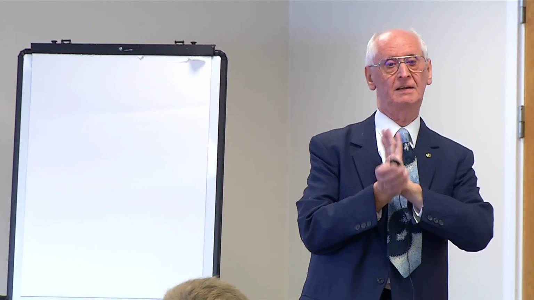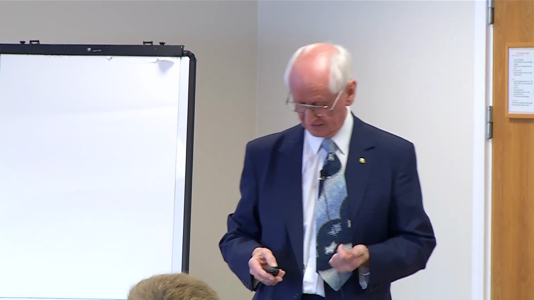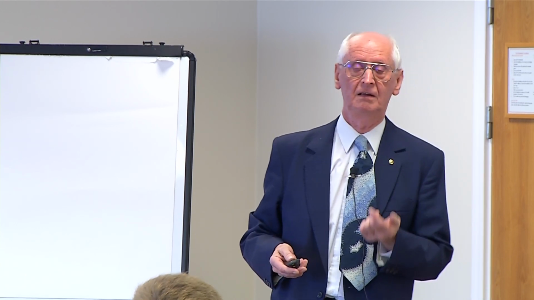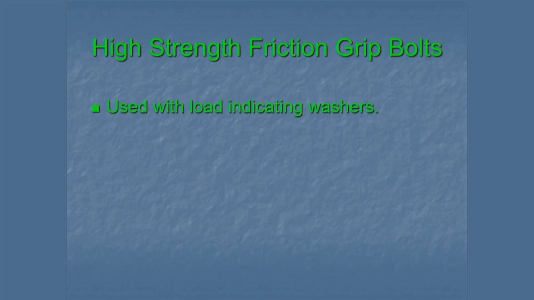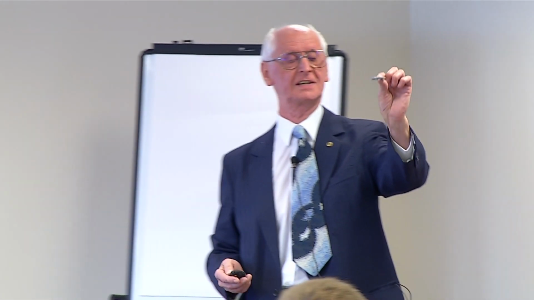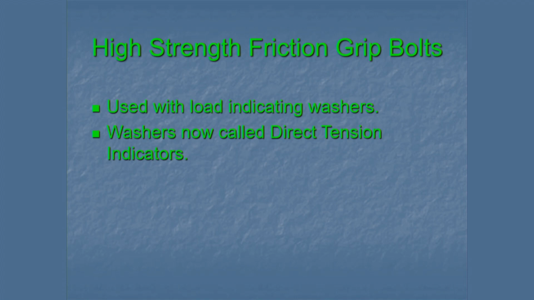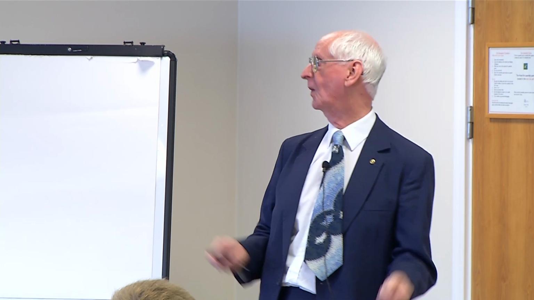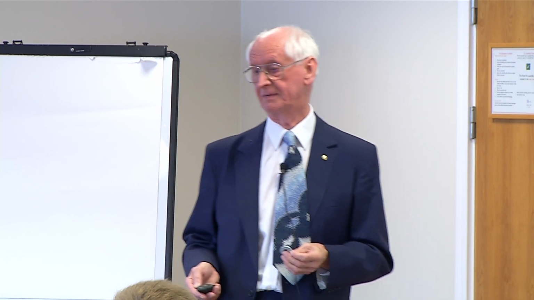And high strength friction grip bolts, now these are really good things. These really clamp the steel together to give you a good load path between the steel sections. I worked on a project and I actually had to go and check them, which I'll talk about in a minute. They're used with load indicating washers. This is a load indicating washer. It's a washer and it's got little bumps on it. They're now called direct tension indicators, would you believe? Why? I do not know. They've always been called load indicating washers, but there we are.